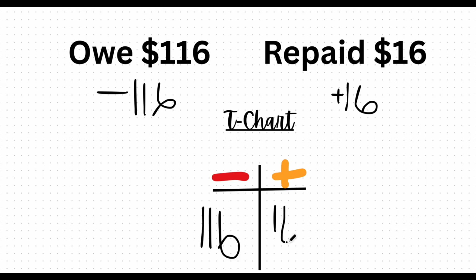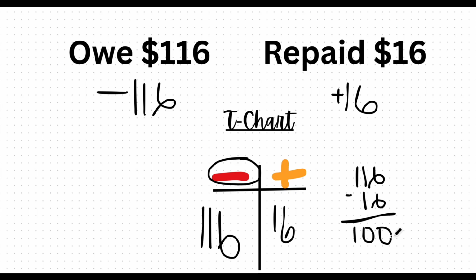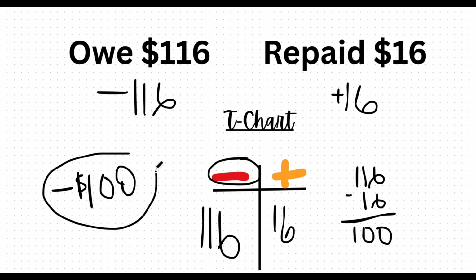Then we need to ask ourselves, do we have more negatives or more positives? We have more negatives, so we know the negative team wins. Our answer is going to be negative. So we need to find the difference between 116 and 16. And when you subtract those 2 numbers, you're going to get 100. So therefore, we know that Ethan owes his dad $100. It's a lot of money to owe dad.